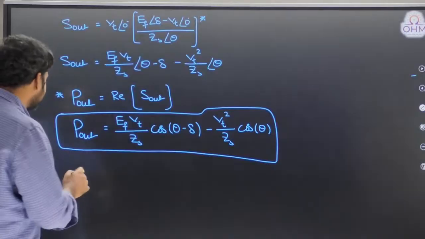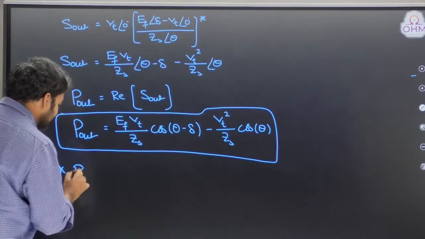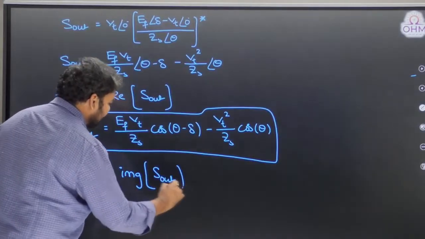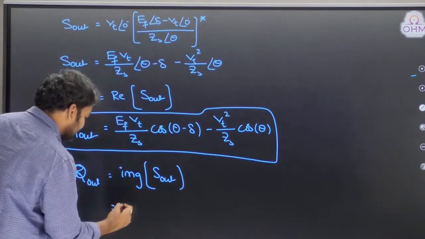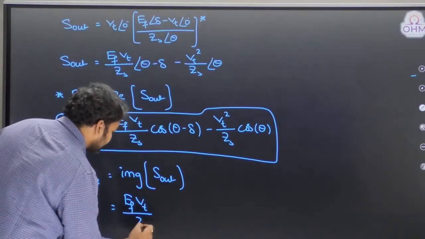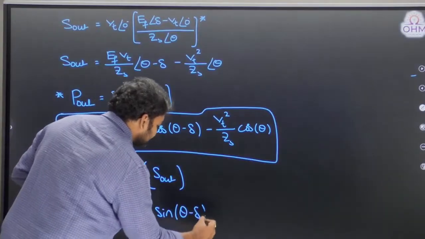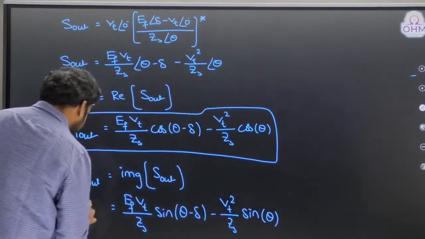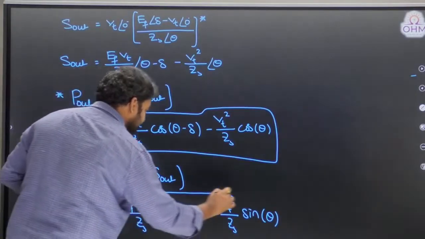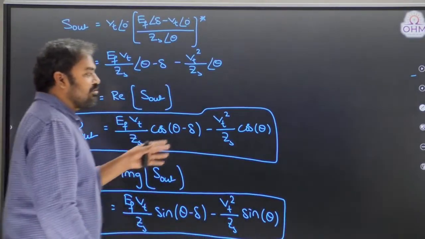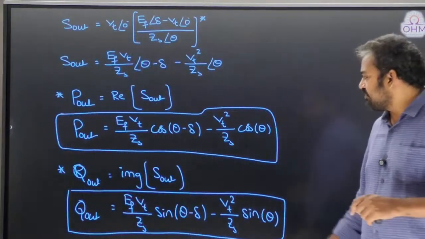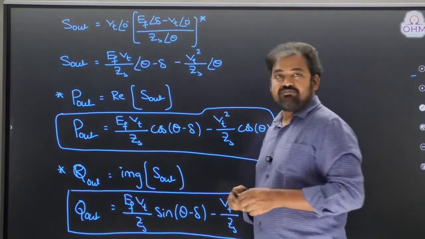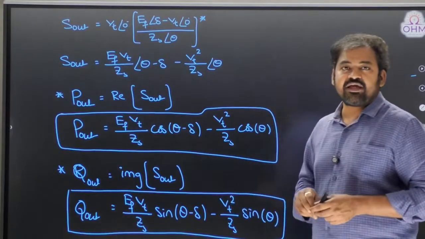Similarly, what is the formula for reactive power output? Can I say reactive power output means Q output? Is it the imaginary part of this complex power? Am I correct? Imaginary part means sine coefficients. Then it will become EF into Vt by Zs sin(theta minus delta) minus Vt square by Zs sin theta. This is the reactive power output of an alternator. So we found both active power output as well as reactive power output, and you look at that, the equations are looking lengthy. Here what is theta representing? Theta is representing the impedance angle. Delta is nothing but the load angle or power angle.